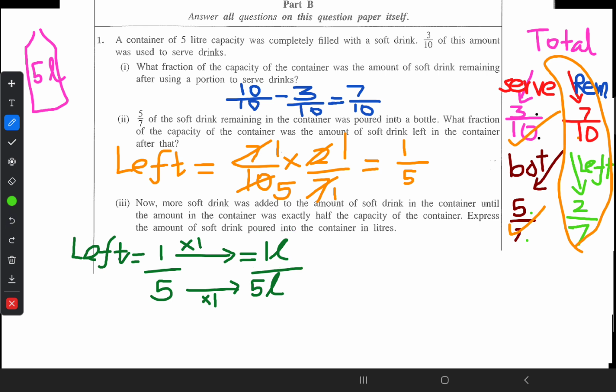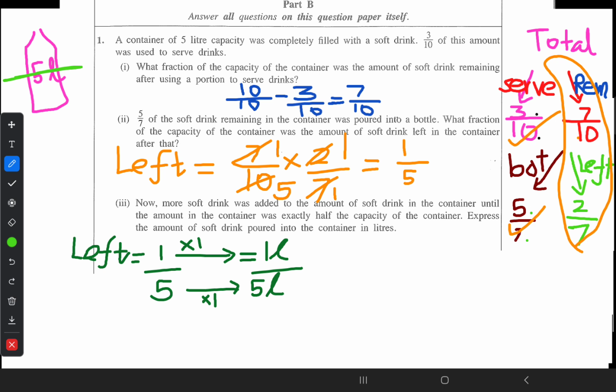Now our task is we are going to add some more amount of soft drink into the container to make it exactly half of the container. We are going to fill that until it reaches half portion of the container. Until it reaches half of the container, we are adding some amount of soft drink. Okay, I'll read the caption again. Just try to understand this.